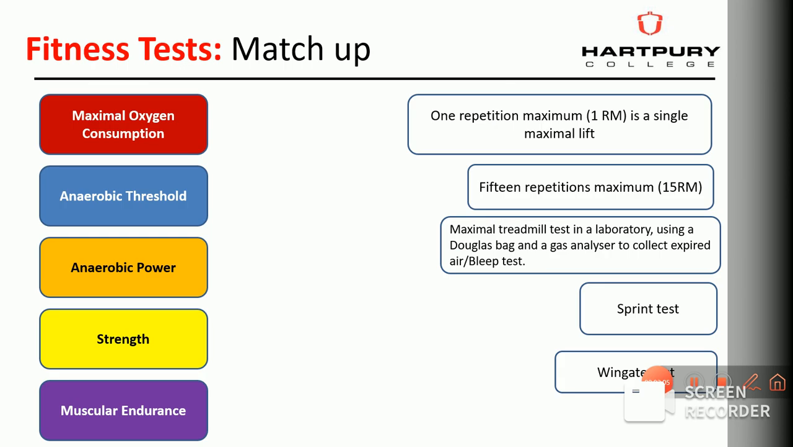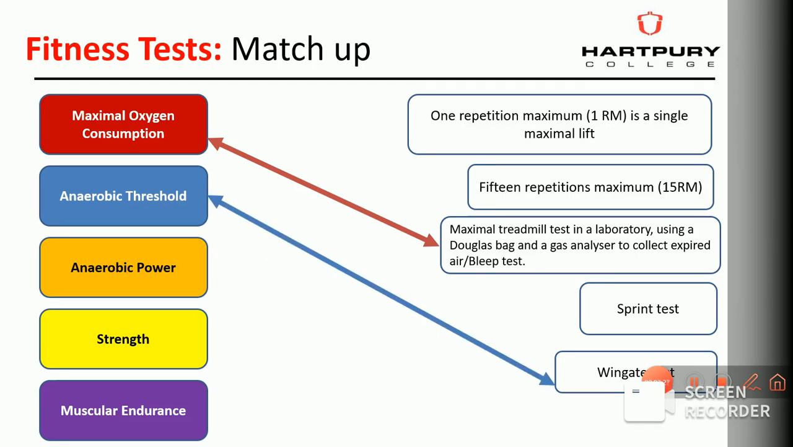So you might see some normative data like so. If we're matching up fitness tests then to test those components that we've just looked at, what test would we do? So we know that for maximal oxygen consumption we would do the lab test with the Douglas bag and maximal treadmill test. What would you do for the rest? Pause the video, see if you can answer.